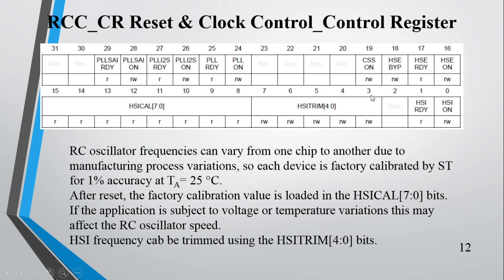HSI trim 0 to 4 bits, that is bits 3 to 7 of RCC CR. So we can write some value here so that the calibration value can be adjusted based on the voltage and temperature variation. And by default, the HSI trim value will be configured. What is that configuration by default? We will see in the next slide.